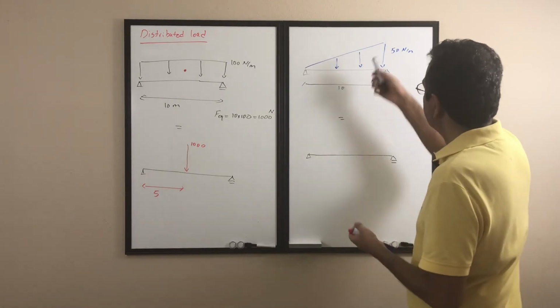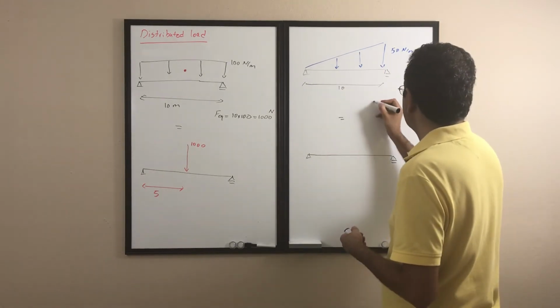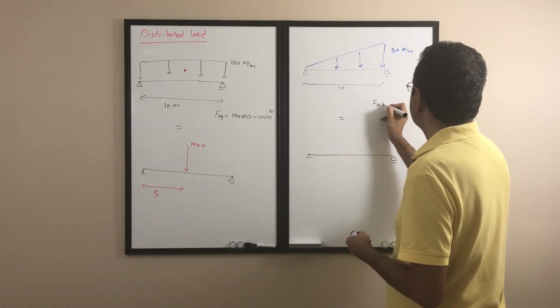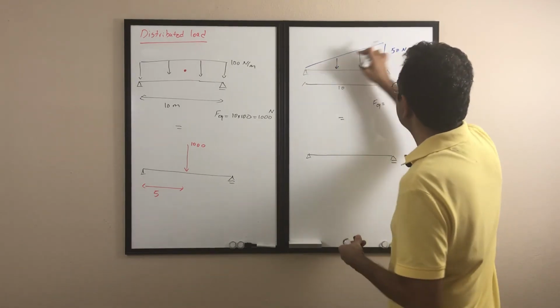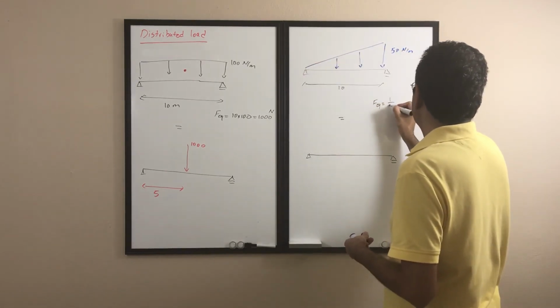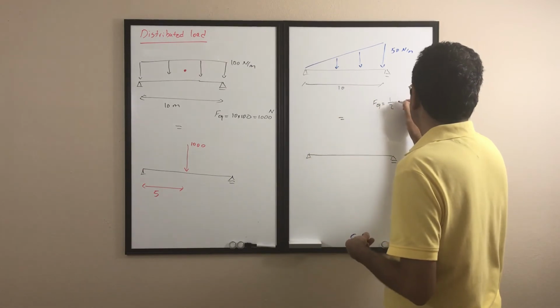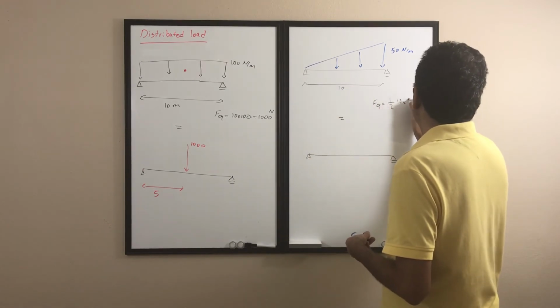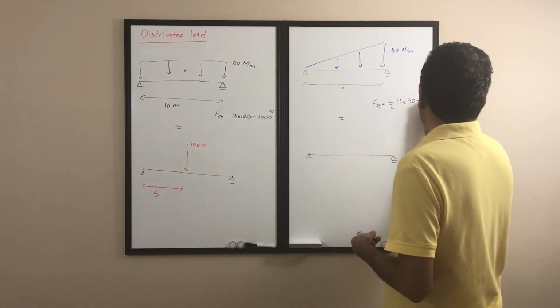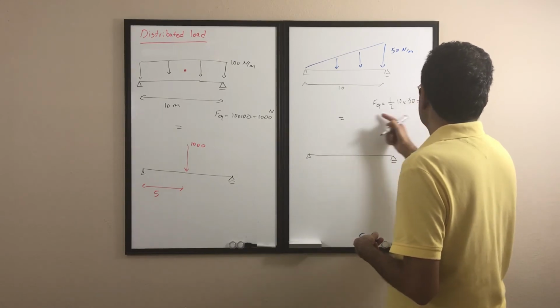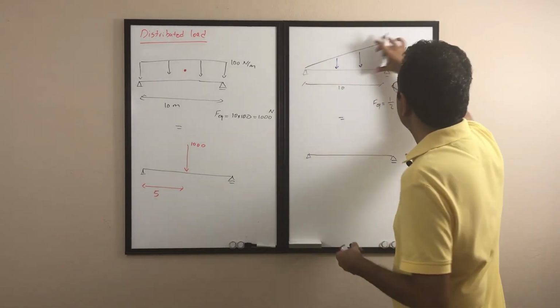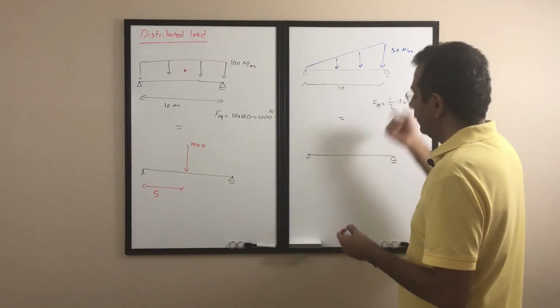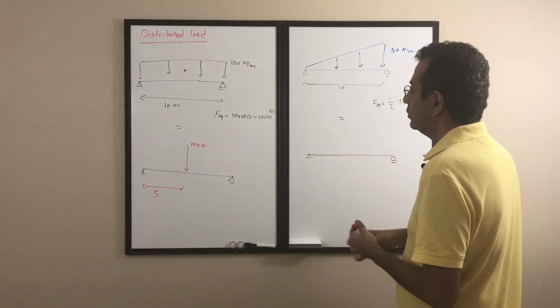So the magnitude of the force is the area underneath of that triangle. The area of that triangle is half of its height times its base, so it's going to be 250 Newton. So that's the magnitude. Just the area of that triangle is the magnitude. Where it's going to be is at the centroid of the triangle.